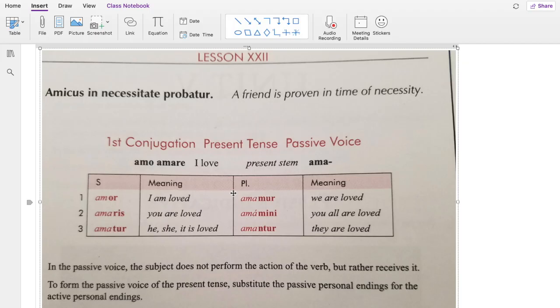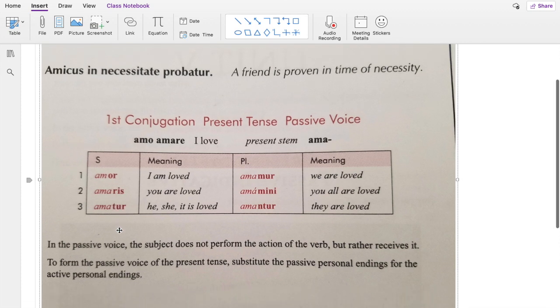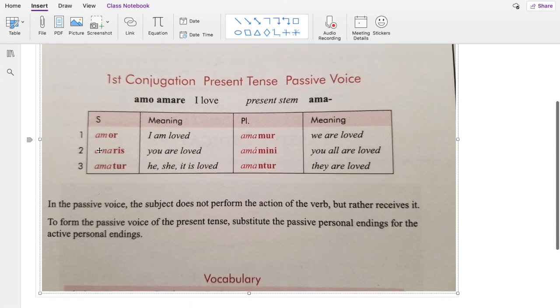Okay, 7th graders, so let's take a look at how we conjugate in the passive voice for the present tense. So look at the endings here. We add an R to the first person instead of amo. It's amor, I am loved. For the second one, we have our stem ama, and then the ending is ris, amaris, you are loved. For the third person singular, we have our stem ama, then the ending is tur. You just add a tur to the end. That's he, she, it is loved.